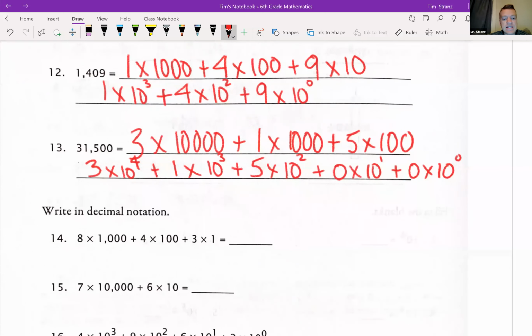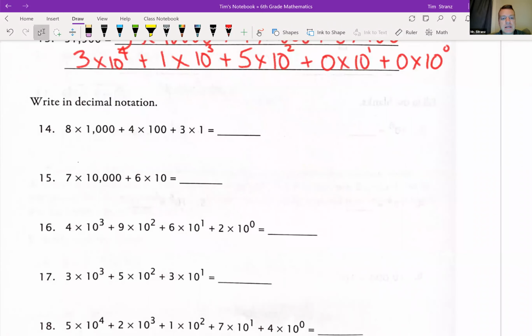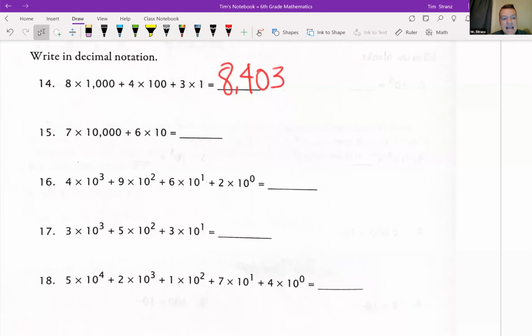Okay, now we're going to write in decimal notation. What decimal notation means is basically just writing out the whole number that this expanded form represents. So if we have 8 times 1,000, we know we're going to start with 8,000. 4 times 100 is 400, so 8,400. If we look here, 3 times 1 is 3, so there must be nothing in the tens place. Okay, so 8,403. Okay, number 15, we got 7 times 10,000, which is going to give us 70,000.